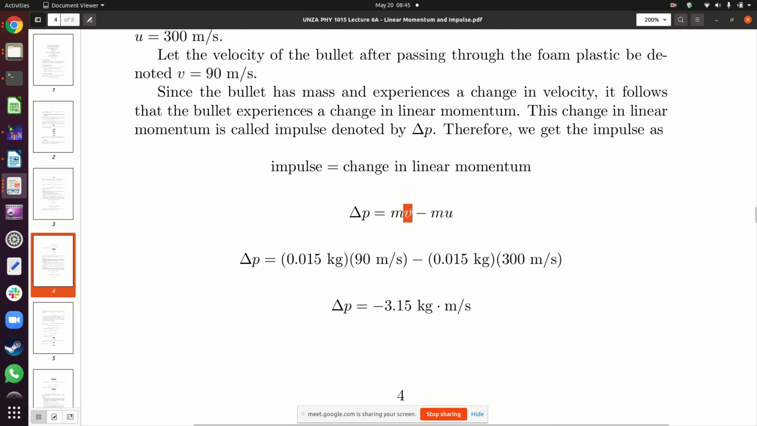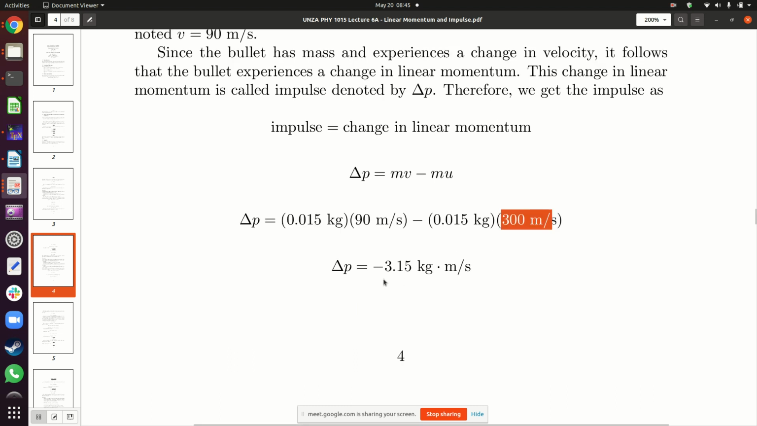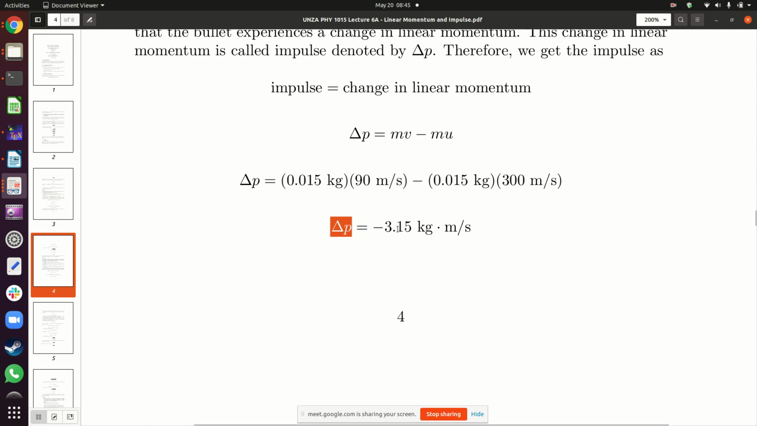Then the final velocity of the bullet on the other side when it comes out is 90 meters per second, and the initial velocity is 300. So the impulse is going to be 0.015 kgs times 90 meters per second minus 0.015 kgs times 300 meters per second, like this. So the impulse in this case is going to be equal to minus 3.15 kg meters per second. So the change in momentum here is negative. This is telling you that this bullet has lost motion. Okay, the amount of motion the bullet was undergoing has reduced. That's what you get from the negative change in linear momentum.